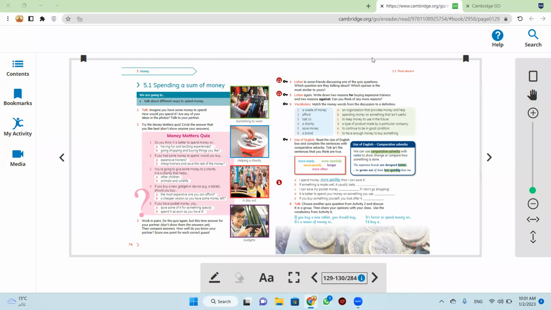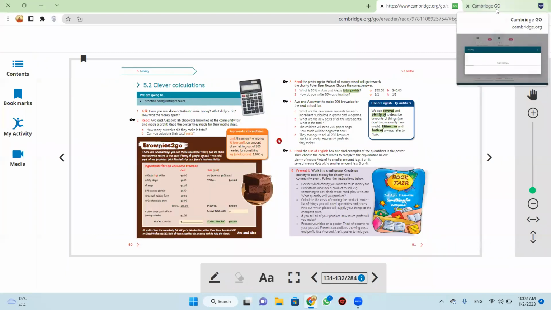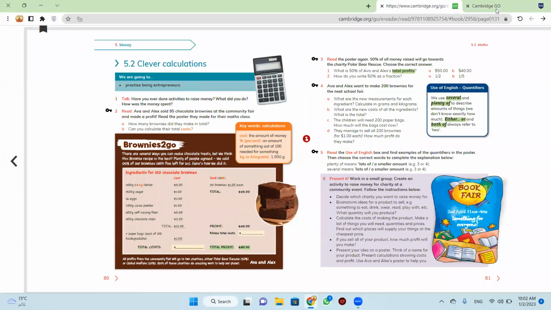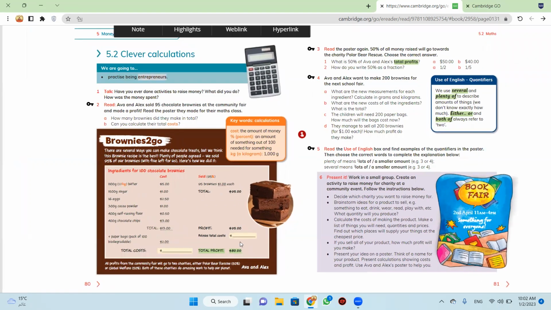So last time we finished the first lesson in Unit 5, 5.1. Today we will start with the second lesson, 5.2, Clever Calculations. In this lesson, we are going to practice being entrepreneurs. This word could be new to you, so make sure to understand what entrepreneur means.